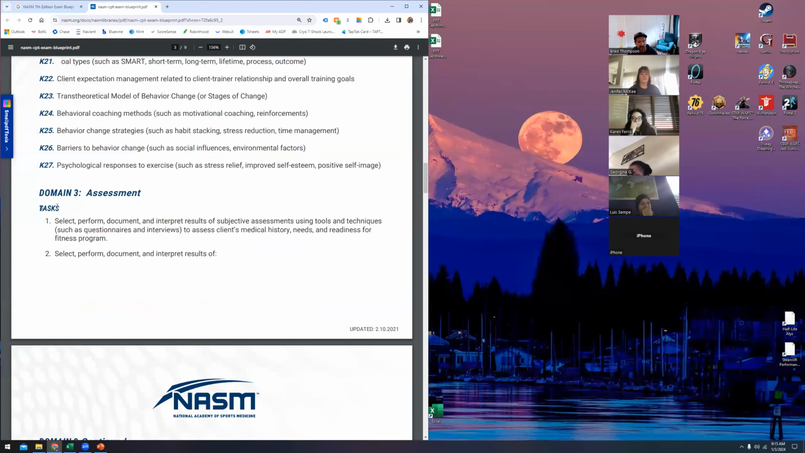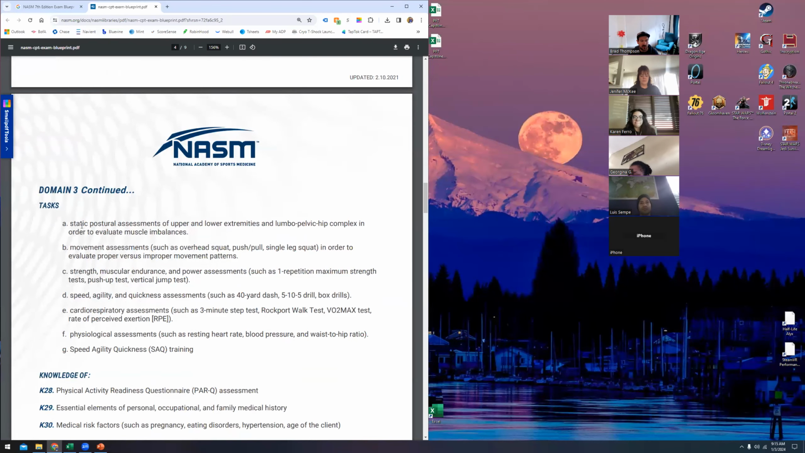And it says here's the most important tasks, right? You got to be able to understand the difference between subjective and objective information, like a client history and readiness, and know what those are, right? That's going to be pretty easy because we talk about that a lot.